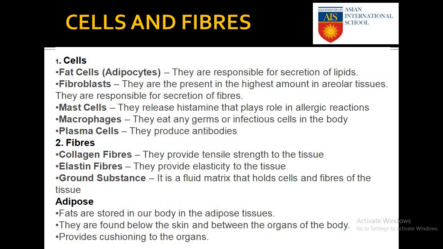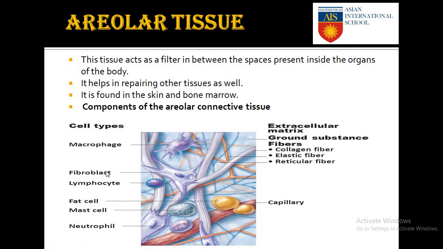Mast cells release histamine that plays a role in allergic reaction. Macrophage can eat germs or infectious bodies, and plasma cells produce antibodies. So this fibroblast produces fibers. This lymphocyte gives us immunity. This fat cell produces lipids.